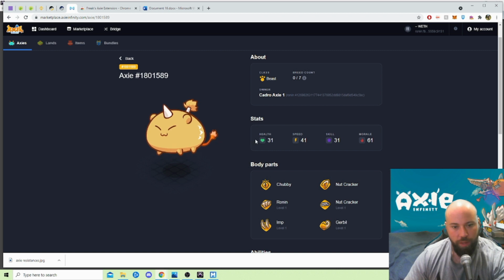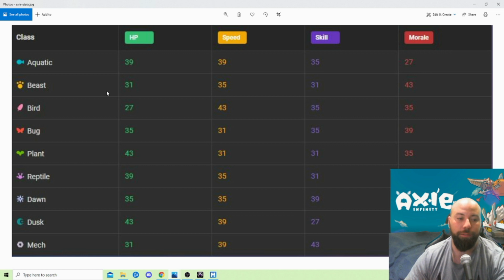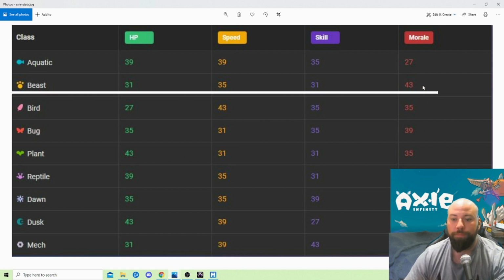So each Axie, based on its class, has 140 stat points. So a full purebred, a baseline of each class has these statistics. So a beast that we're looking at has 31 HP, 35 speed, 31 skill, 43 morale. Now I'll get to soon what these actually mean and what they do, but this is their base. So there's 140 stat points, sorry.